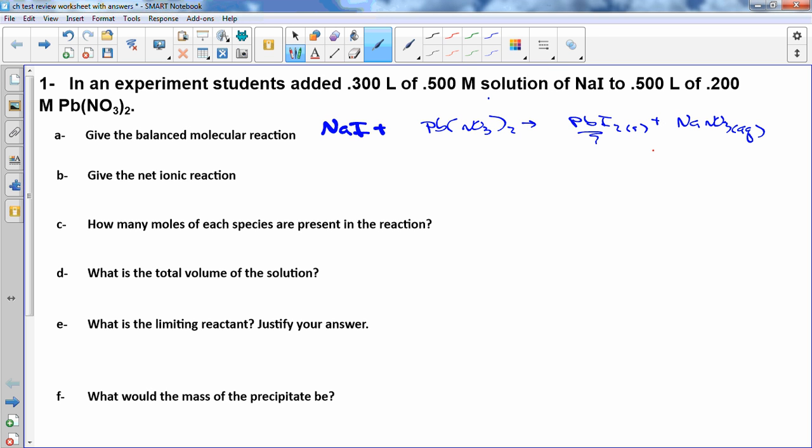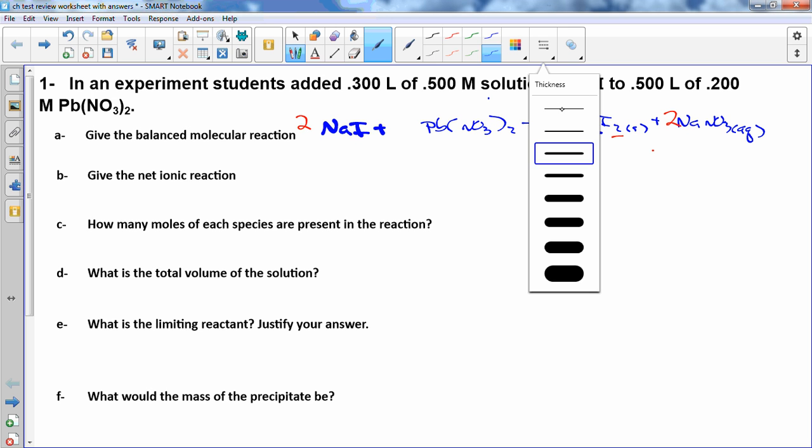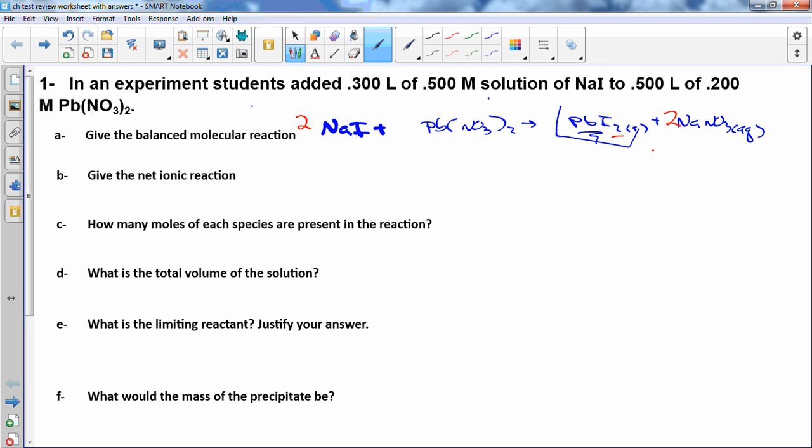So we'll go ahead and balance it. You have two I's right here, so you better put a 2, which makes a 2 here, which makes two NO3s, which is what you needed. So that looks good so far. The net ionic equation is where we just take the things that make the precipitate. So it took 2I minus plus Pb 2 plus to make PbI2 solid. Sorry, that's supposed to be lower, but oh well.